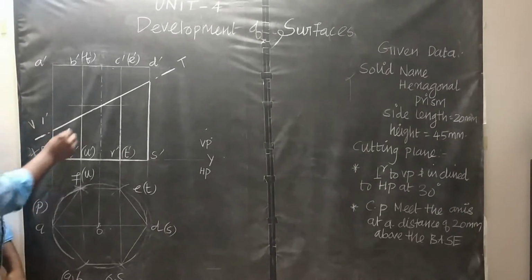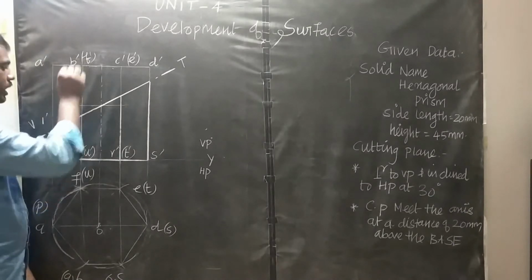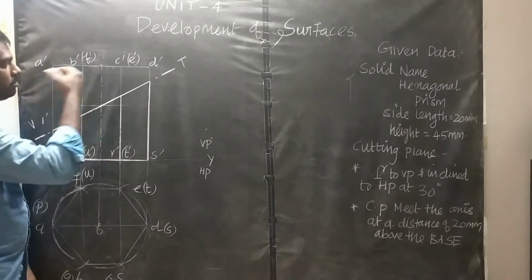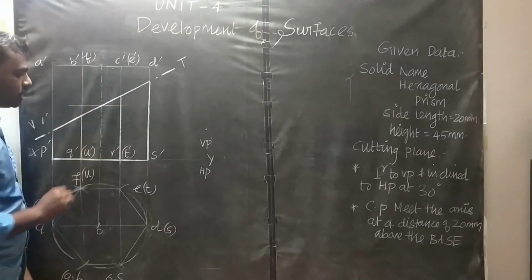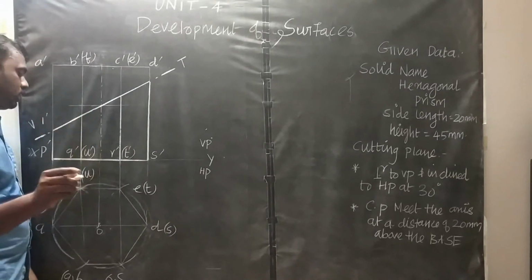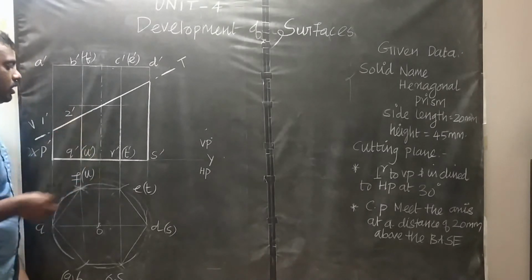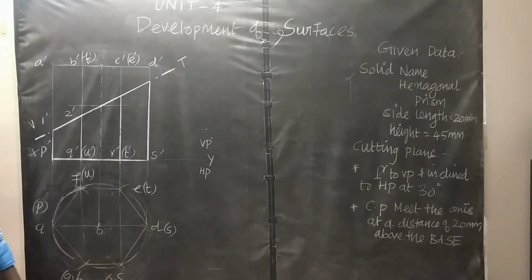Then here in this location we have 2 lateral edges. One is B dash and Q dash, then in the back side we have F dash and U dash. So here we have 2 cutting points, one visible, one invisible. The visible cutting point is 2 dash. Then we have one more point here that will be indicated later.